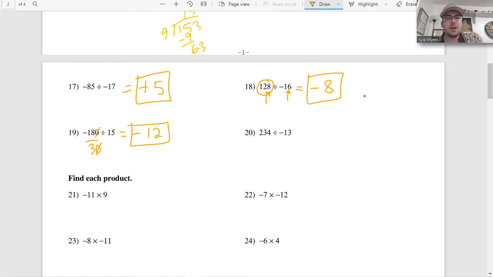So here we have 13. 13 is always just a hard one to divide by, so it could just be easier to multiply or divide by hand.